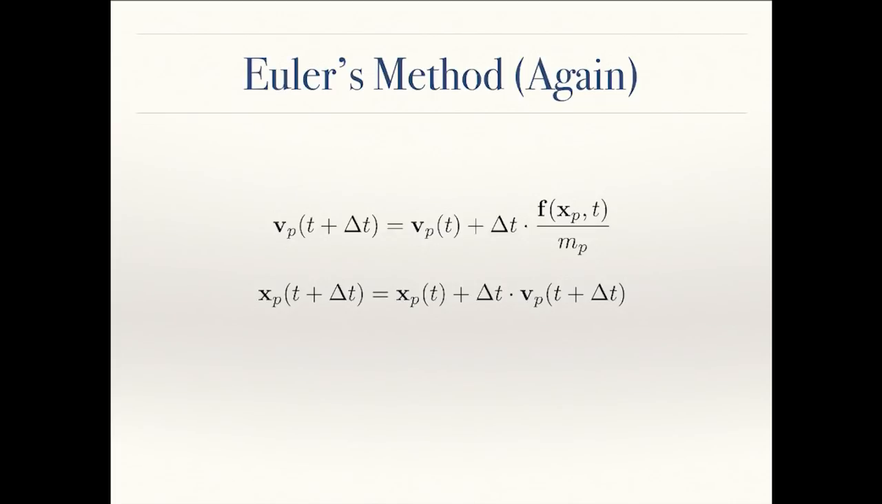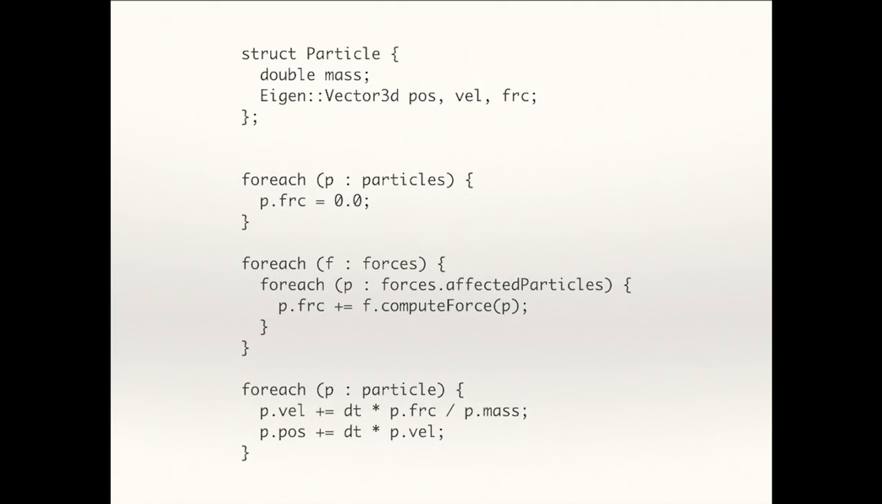We first update our velocities using an Euler step, where we take delta t times the forcing function divided by the mass of the particle, and then we update the position based on this new velocity. This is generally referred to as symplectic Euler, and if you're going to use an Euler integrator, this is the one to use. We can look at what code for this would look like.